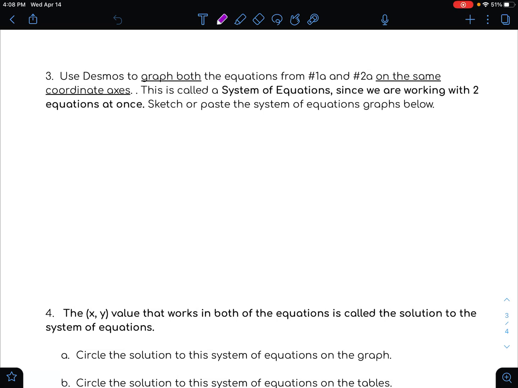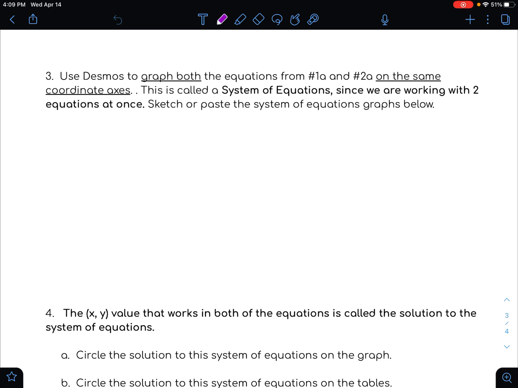Number 3, we're going to now keep working with those equations. It says use Desmos to graph both the equations from number 1a and 2a on the same coordinate axes. This is called a system of equations since we are working with 2 equations at once. Sketch or paste the system of equations graphs below.